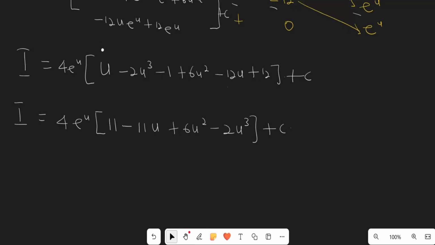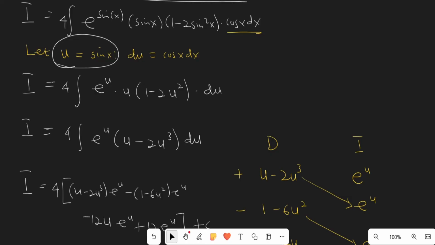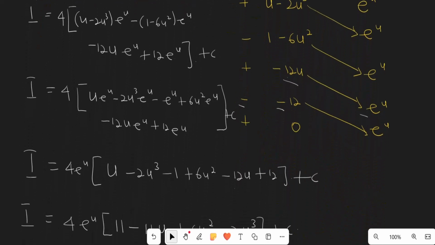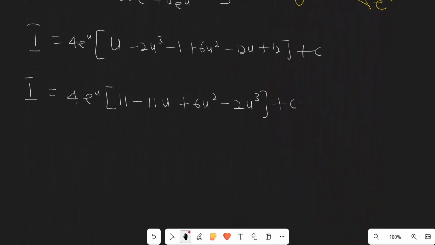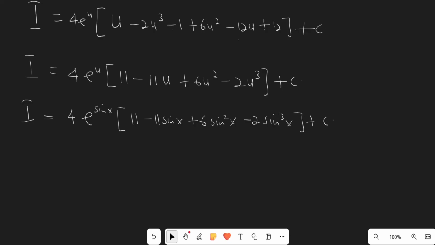And then what is the expression for u? u is equal to the sine of x. So you just replace that with sine of x and then we are done. Right? So I is going to be 4 e to the sine of x, because u is sine of x, into 11 minus 11 sine of x plus 6 sine square x minus 2 sine to the third power of x plus the constant of integration.